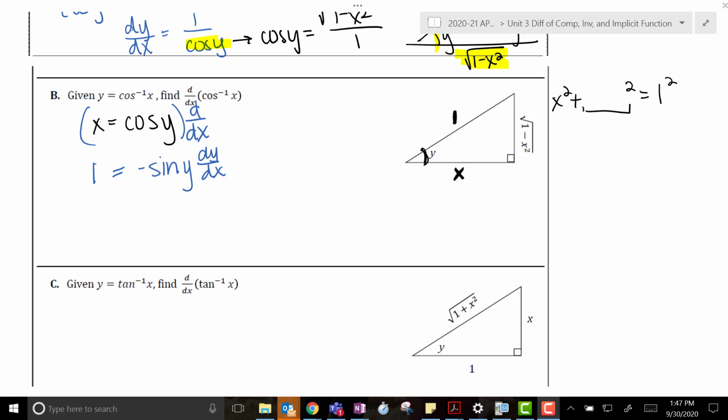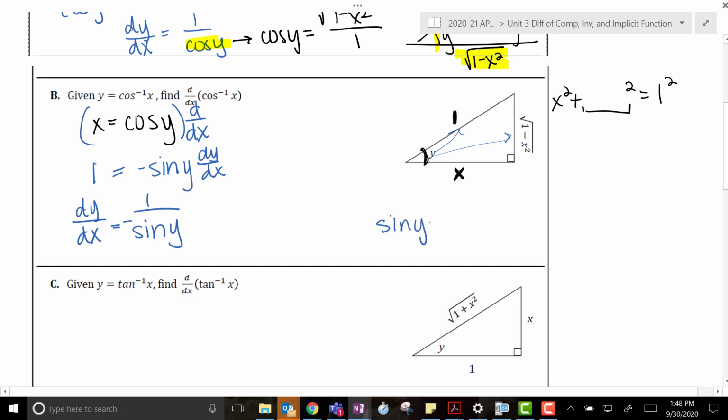When I finish up and solve, I'm just going to rewrite this in standard form. dy over dx is 1 divided by negative sine of y. Now going back in and using my triangle, I know sine is opposite over hypotenuse. So sine of y equals O over h, which equals the square root of 1 minus x squared over 1, or just the square root of 1 minus x squared.